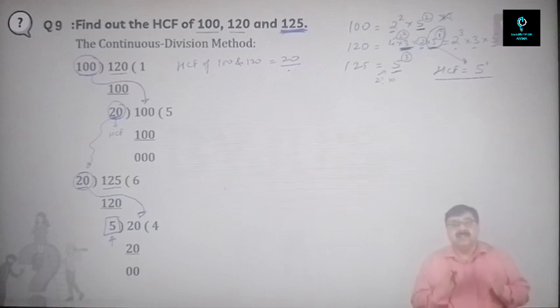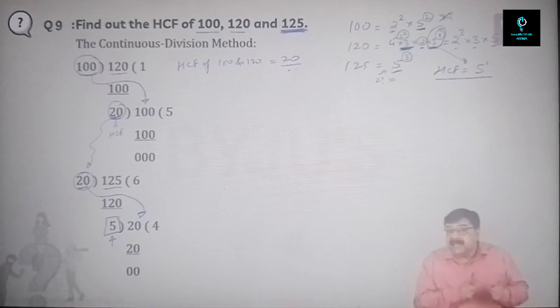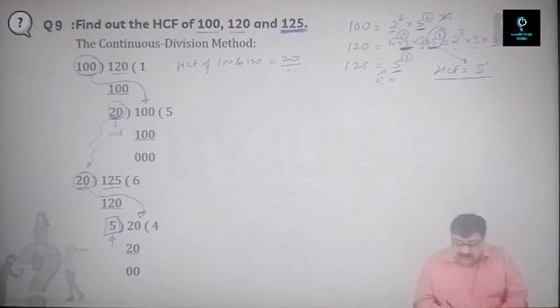So first, through continuous division method, you take the HCF of first two numbers and then apply continuous division between the HCF obtained from the first two numbers and the third number. Whichever divisor gives you 0 as a remainder shall be our HCF. So here also we get our HCF as 5.